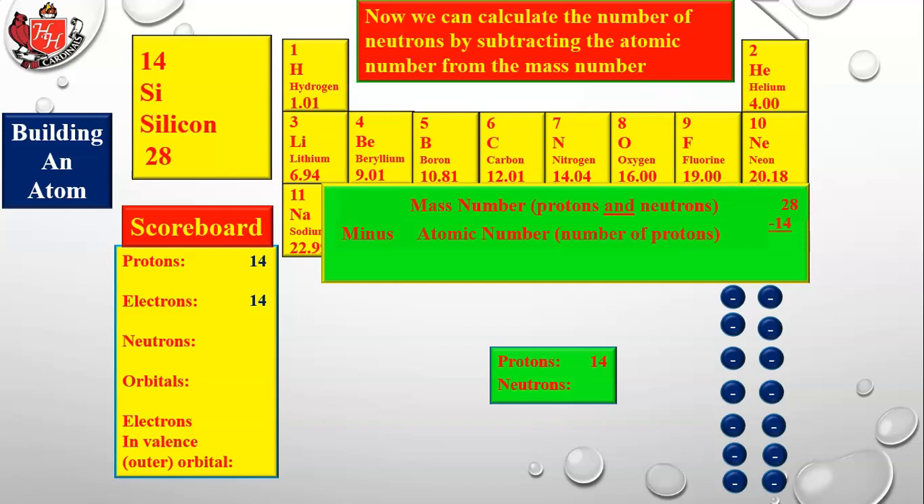That's how many protons. So if we take a total of 28 protons and neutrons added together, and we subtract the number of protons, which is 14, we get the number of neutrons, and that is also 14. So we can now place that in our scoreboard, right there where it says neutrons, and we can also place it in the nucleus of our atom. So now our nucleus is complete. We have 14 protons and 14 neutrons.